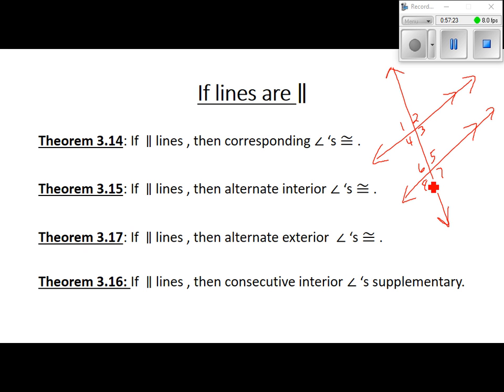Same idea on this next one. Name me a pair of alternate interior angles. Think, and look at it real closely, don't yell it out. What did we say about alternate interior angles last time? They make a Z. So they make a Z together. Go ahead, Josie. 4 and 5. Do they make a Z together? Yes. 3 and 6 are the other pair, right? Make sure you can pick them out.